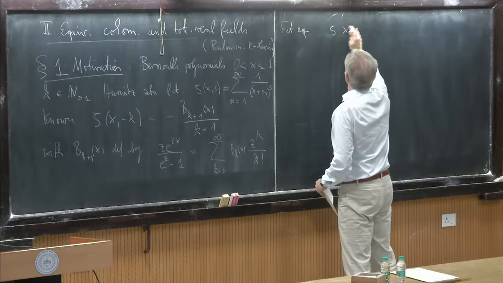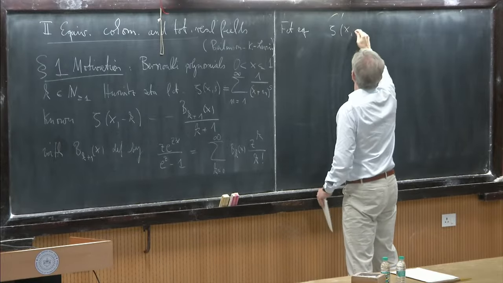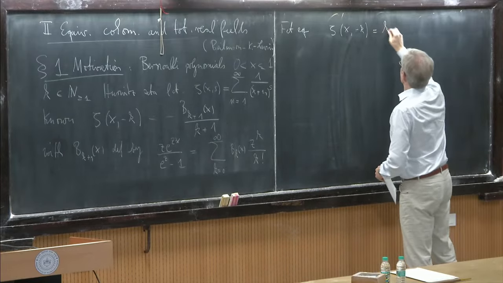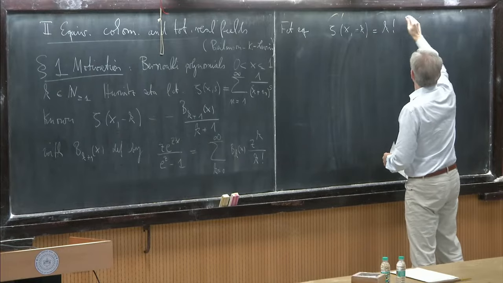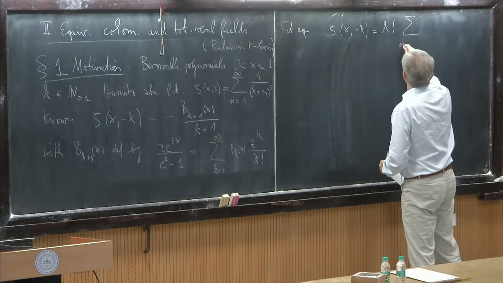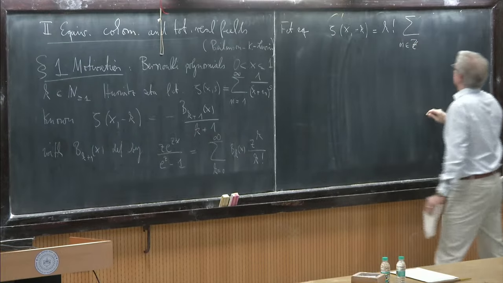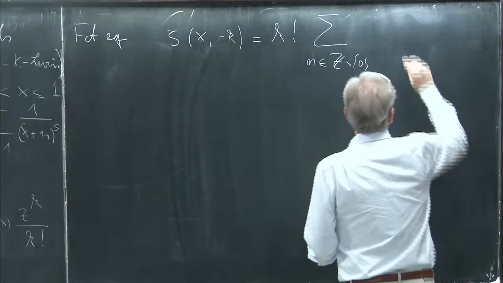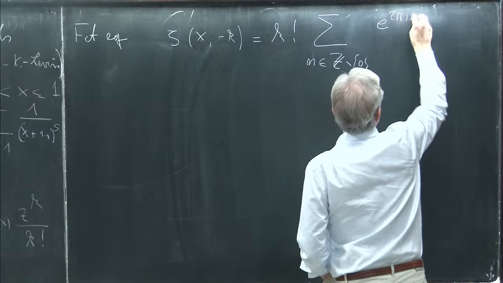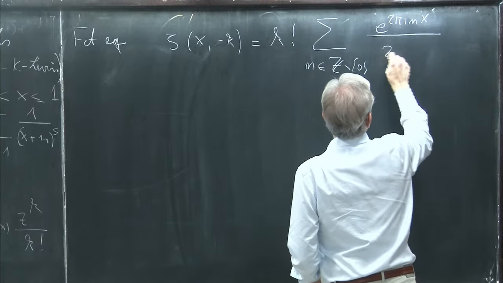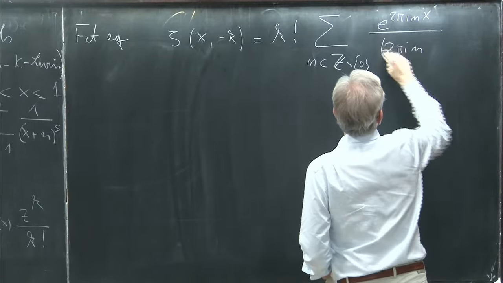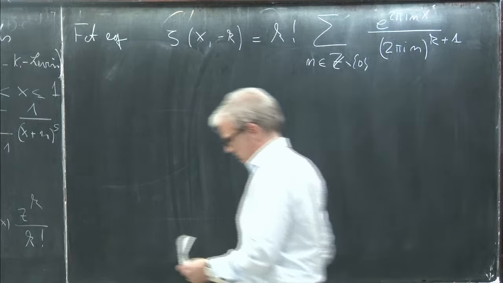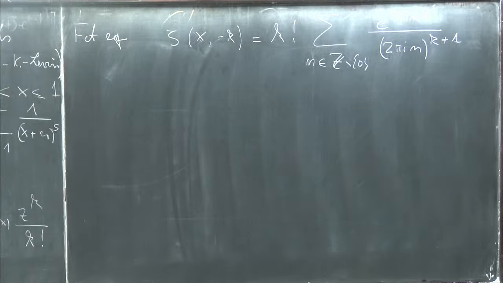So that's as follows. Minus k. I just give you the result, some Fourier analysis which you have to do. And here you sum over all elements in the group Z, in this lattice, without 0. And you take e to the 2 pi i n x divided by 2 pi i n to the k plus 1. It already looks like a Fourier series.